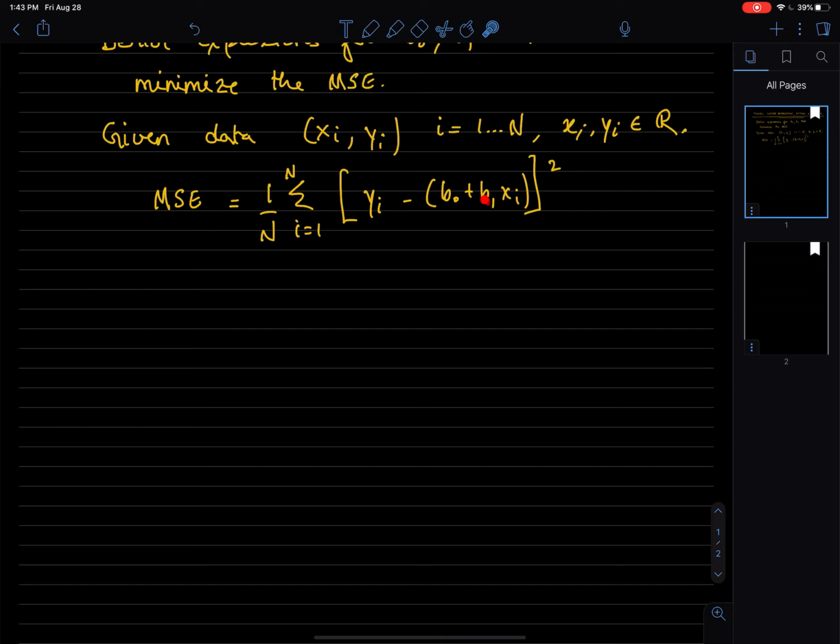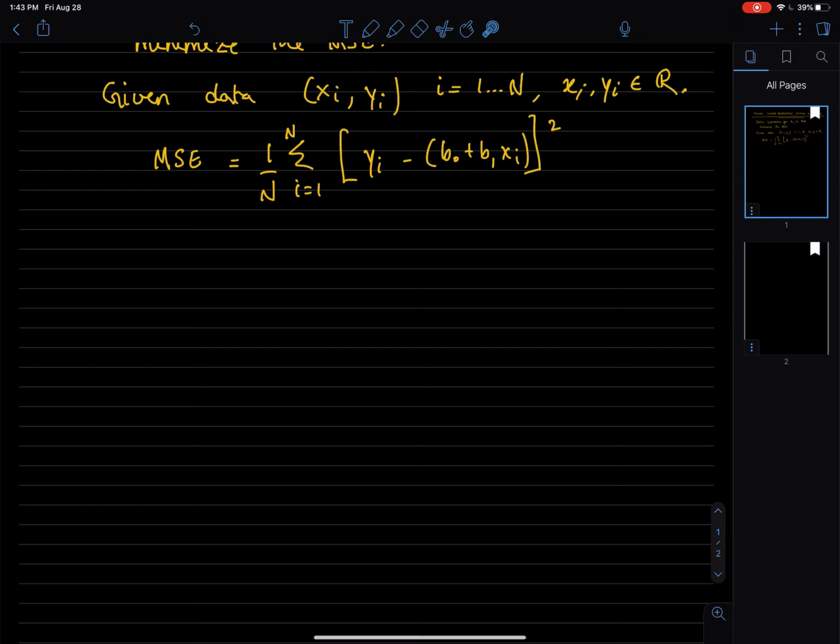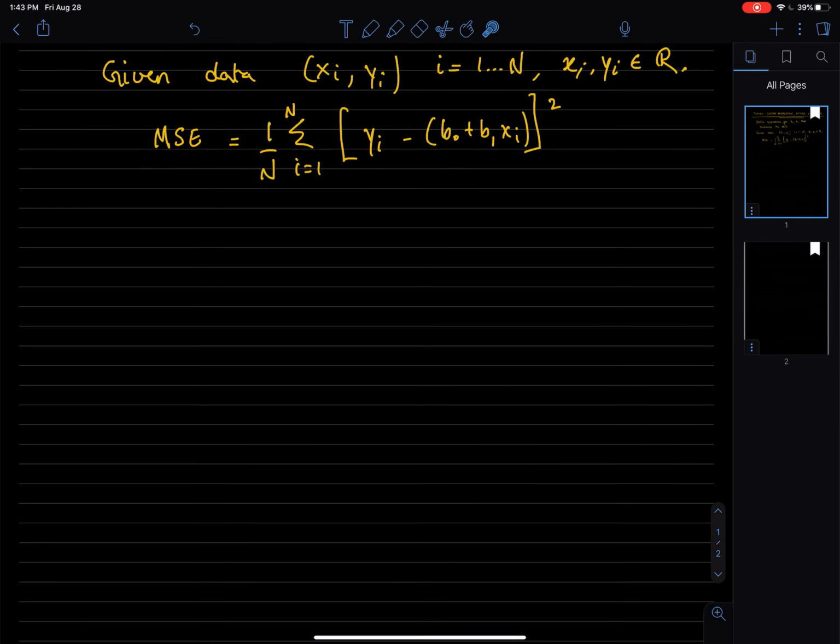We want to find the value of b0 and b1 that minimizes this quantity where yi and xi are known constants, because that is the data, and what is unknown are b0 and b1. So let us just expand this out. What we will find is that this is essentially a quadratic function in b0 and b1, and then you take the partial derivatives with respect to b0 and b1, set those partial derivatives equal to 0, and solve for b0 and b1. That's the procedure.